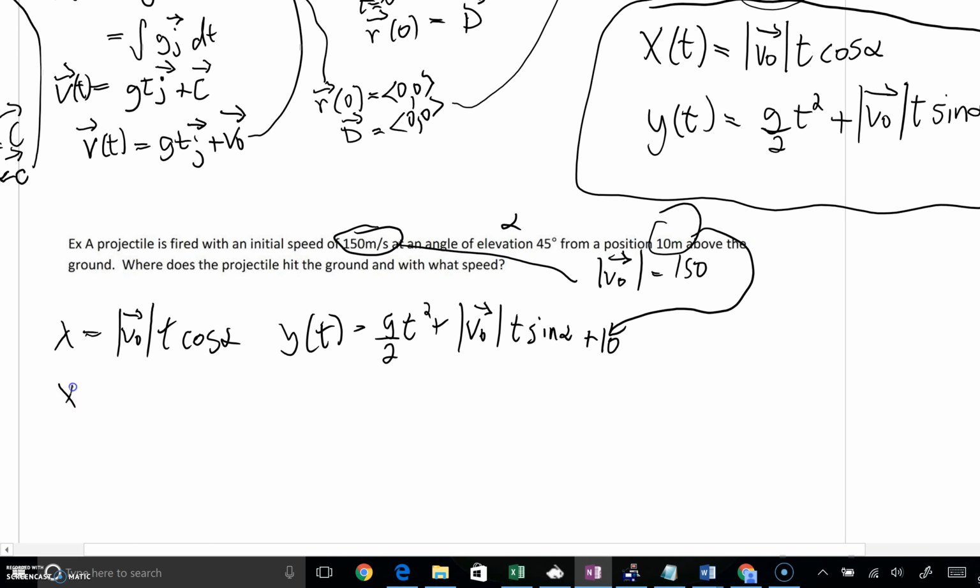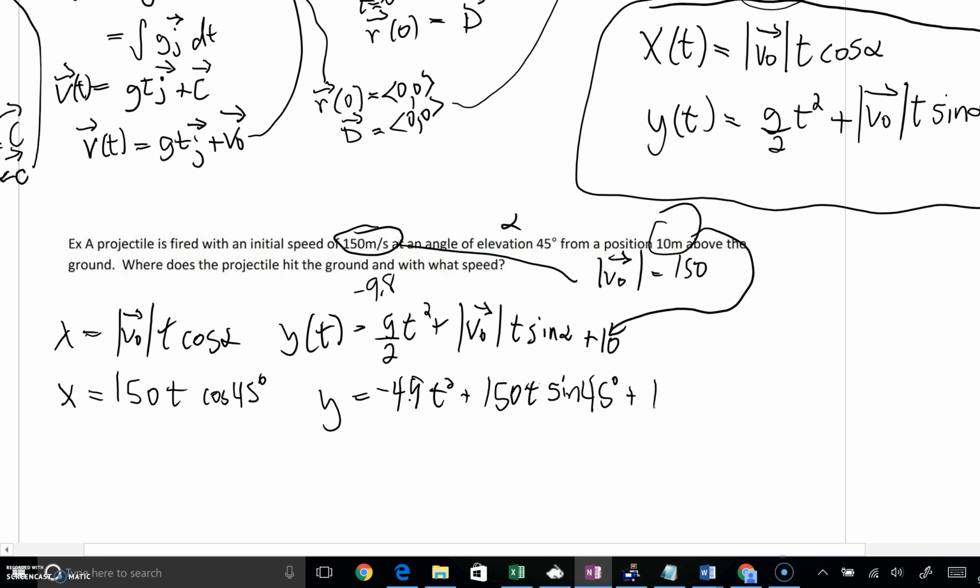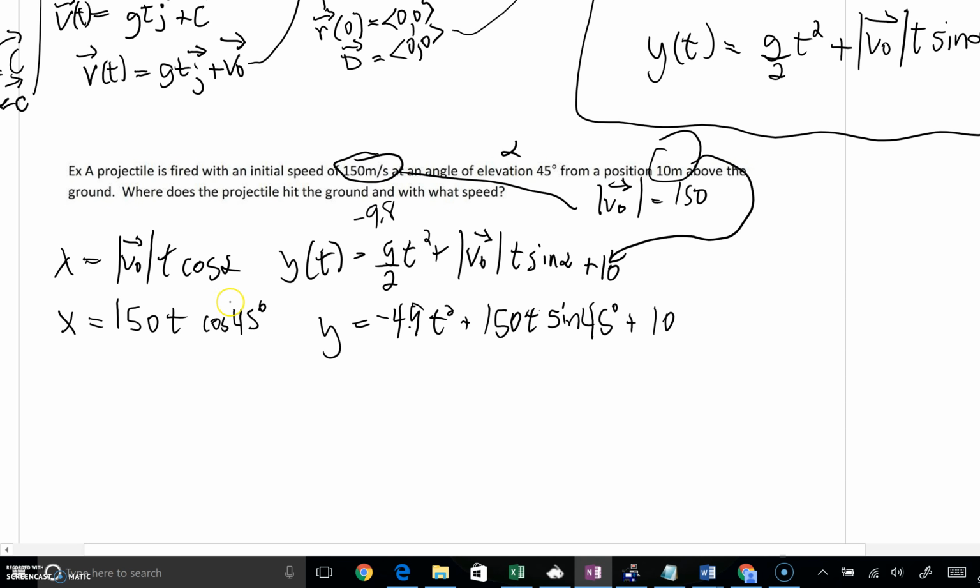And what's going to happen is, without too much work, you're going to say, look, I've got 150 times t, and then I've got the cosine of 45 degrees. Right over here, I've got y is going to equal, well, we're in meters, so we're going to have negative 9.8 divided by 2. That's negative 4.9 t squared. And my v naught is 150. And then I'm going to have the sine of 45 degrees plus 10. And wow, we can clean this up so fast. This is really root 2 over 2. And divide 150 by 2, and we'll get 75 root 2 times t.